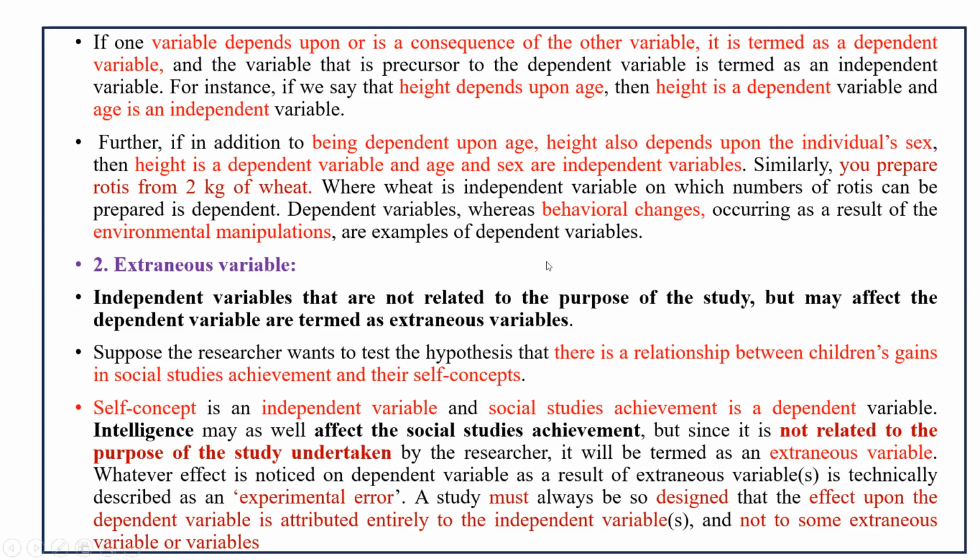Dependent variables are generally the behavior. Another example is behavioral changes. Why are there behavioral changes, or why are some diseases spreading in the environment? Because there is environmental manipulation. The environmental manipulations are not dependent, they are independent, but behavioral changes or diseases are the dependent variable. So let's stop here.